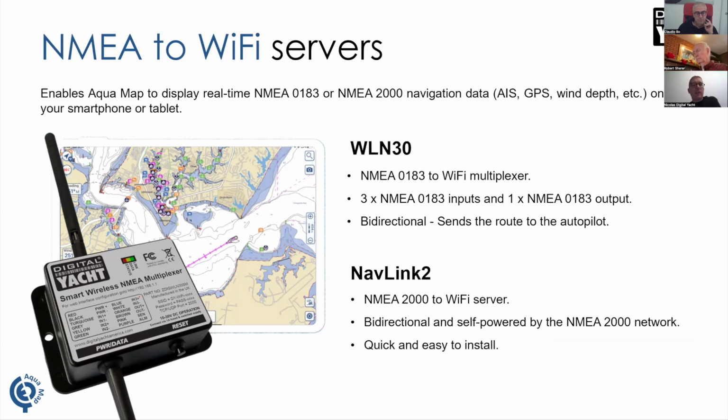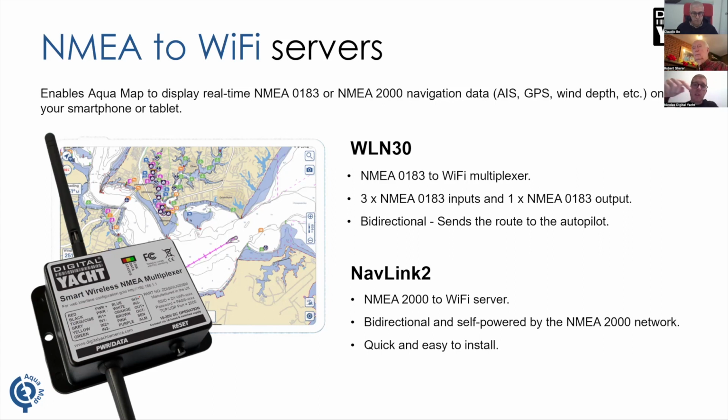What is important to know is whether you have NMEA 0183 or NMEA 2000. Most of the old sensors from more than 10 years ago use NMEA 0183, while most of the new boats or new systems from Garmin, Raymarine or even Furuno use NMEA 2000. NMEA 2000 is quite simple. It uses a network with T connectors, and a product like the NavLink 2 comes with its own NMEA 2000 cable and takes its power from the NMEA 2000 network. So it's a very simple NMEA 2000 Wi-Fi server to install.